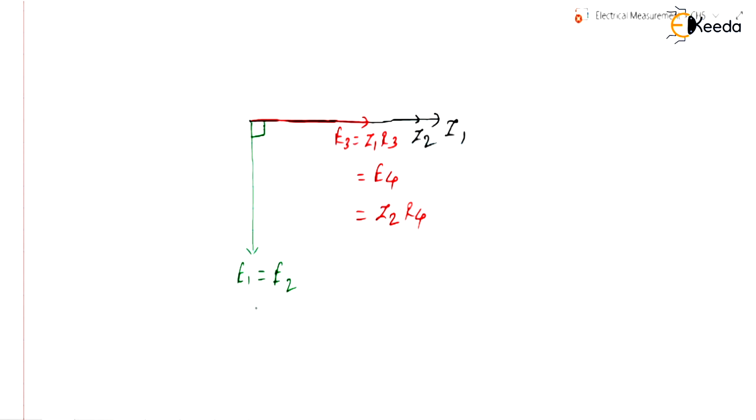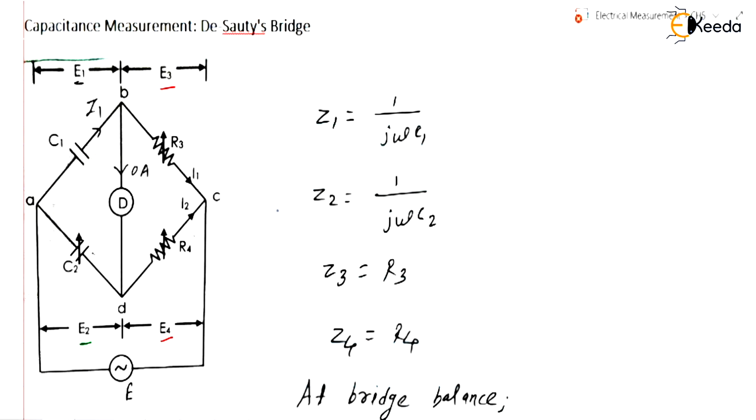So this is the very simple phasor diagram. The addition of E1 and E3, or E2 and E4, is nothing but E. So the phasor for E will be like this. Are you getting the point? This is about the capacitance measurement by using the De Sauty bridge. Is this clear? Okay, so thank you.